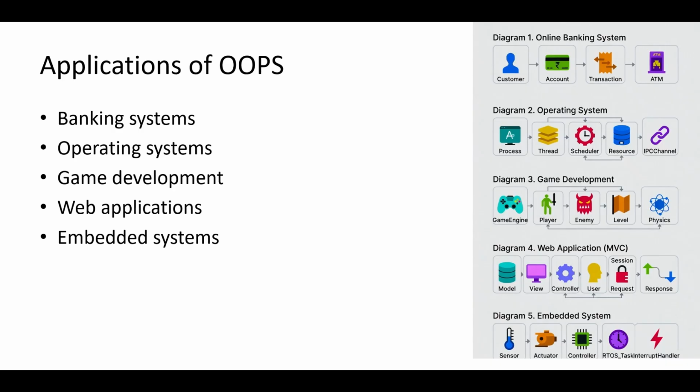Object-oriented programming is widely used across industries. Banking systems use OOPS for secure transaction processing. Operating systems use it for modular design. Game development relies on objects to represent characters and environments. Web applications and embedded systems also heavily use object-oriented concepts. Learning OOPS is essential for any aspiring software engineer.